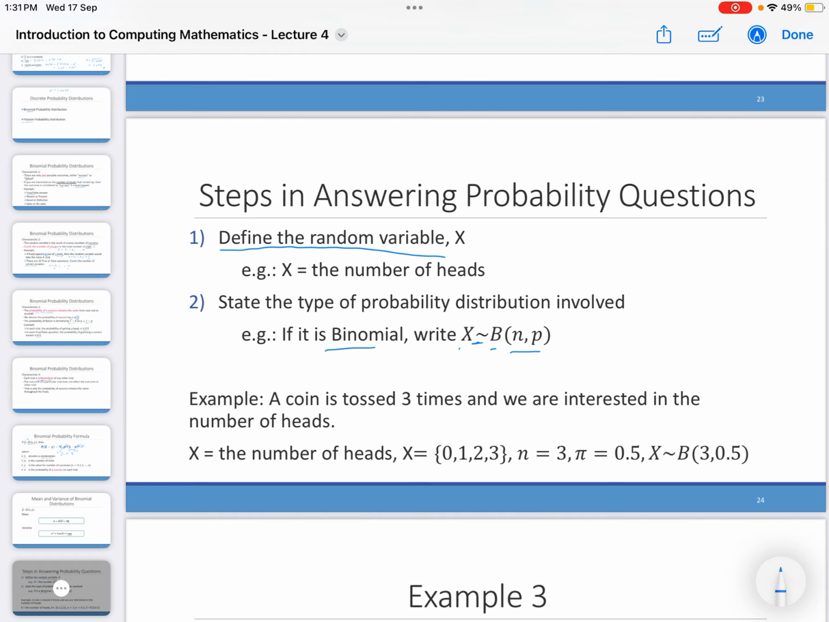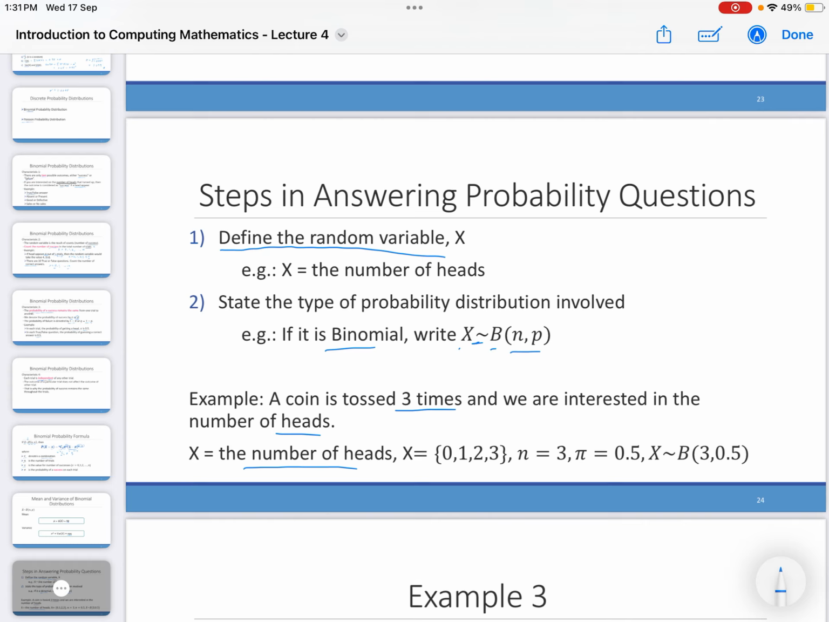So for example here, a coin is tossed 3 times. So we can say this one. Okay, and then we are interested in the number of heads, so we can write x is the number of heads.